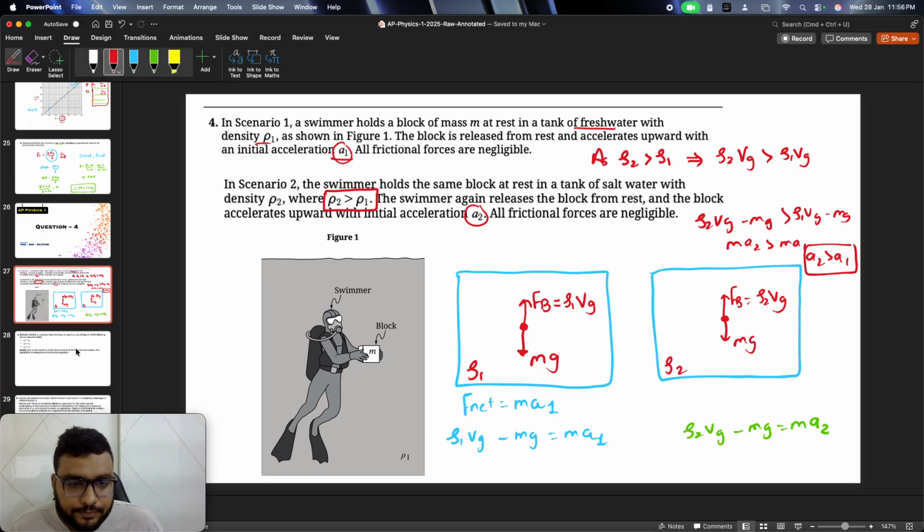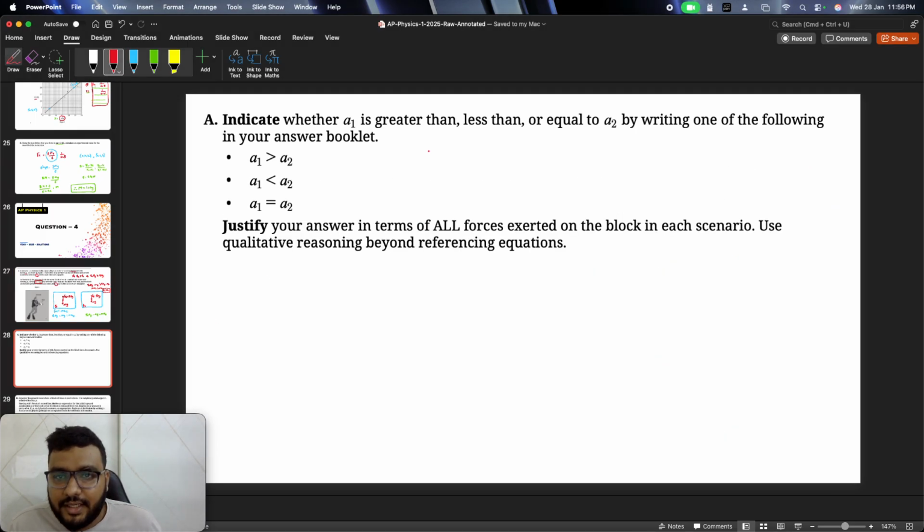Let's go to the question. What does it say? Indicate whether a1 is greater than, less than, or equal to a2 by writing one of the following. So definitely a1 is less than a2. Justify your answer in terms of all forces exerted on the block in each scenario. Use qualitative reasoning beyond referencing equations. So we do not need to reference equations.